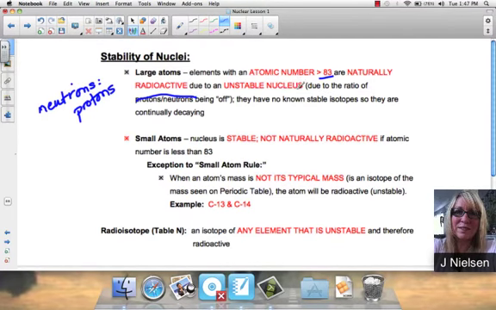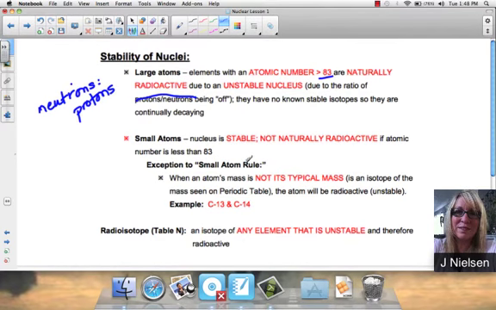So what we're going to see is as we get away from a 1-to-1 ratio in neutrons to protons, the stability of the nucleus becomes more unstable. Now, this can also depend on the particular element. For example, in smaller atoms, the neutron to proton ratio is 1-to-1. So therefore they are stable if the atomic number is less than 83.